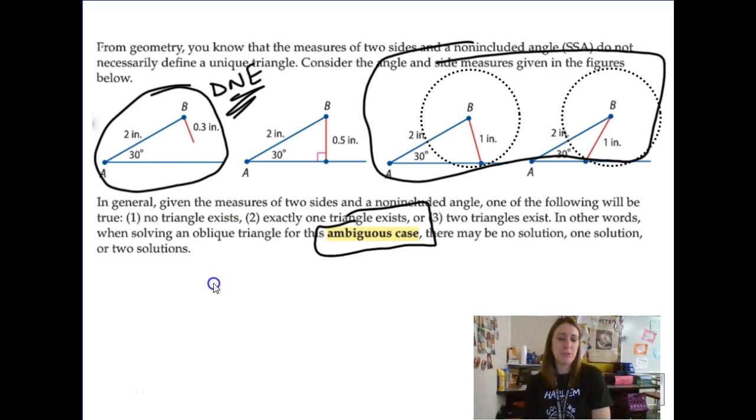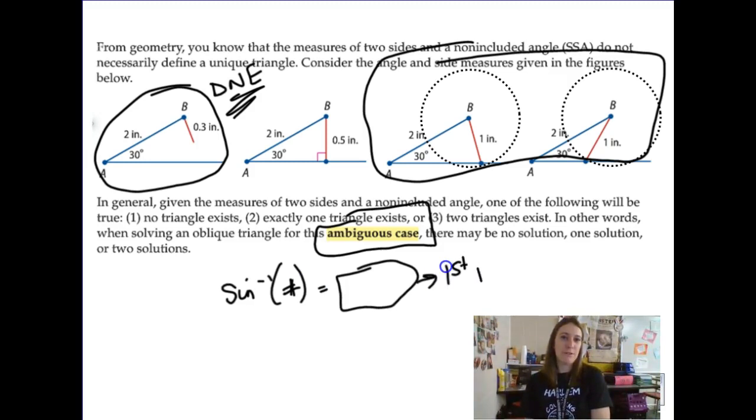All right, so here's what's going to happen. We're going to do law of sines and figure out if we even have a triangle. And if we do have a triangle, you're going to take the inverse sine of some number after a little bit of work, and you're going to come up with this guy. And this is our first possible angle.